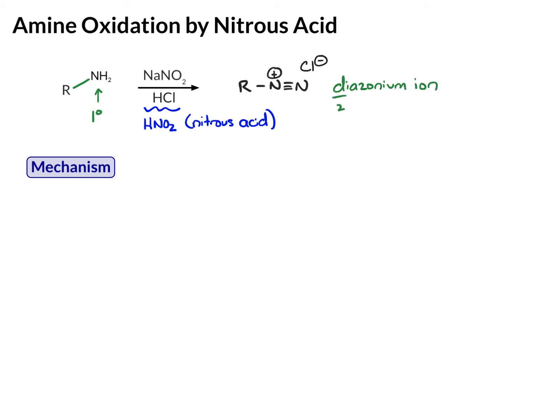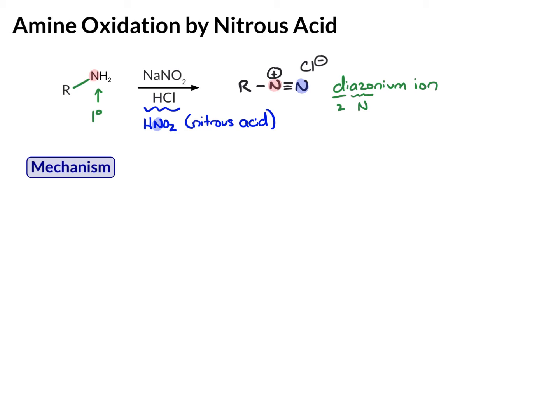The di means two. The azo term is a term for nitrogen. Your original nitrogen from the amine is right here, and then the second nitrogen comes from the nitrous acid. And that's where you get that second nitrogen. We're going to quickly walk through the mechanism for the conversion of this amine to the diazonium ion.